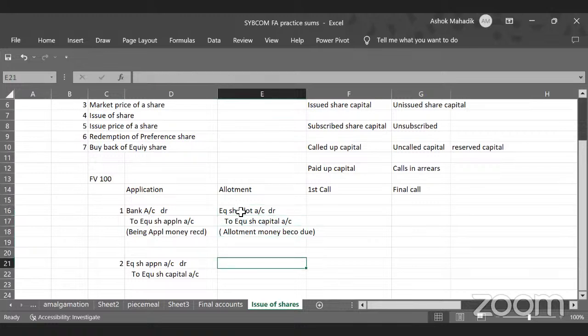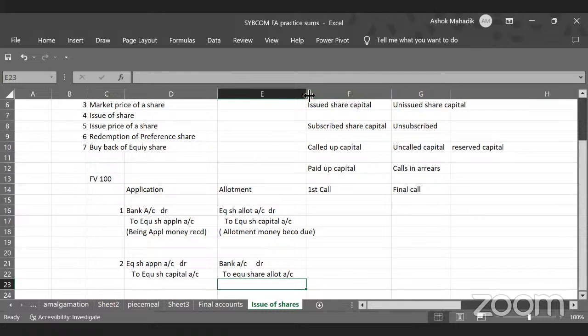Now they will pay money. So what entry will we pass? Money is coming in. Just as when we received application money, in the same way we pass an entry for allotment money received. So the entry will be bank account debit to equity share allotment. Clear? Very simple. Now these two entries will be repeated for first call and final call.